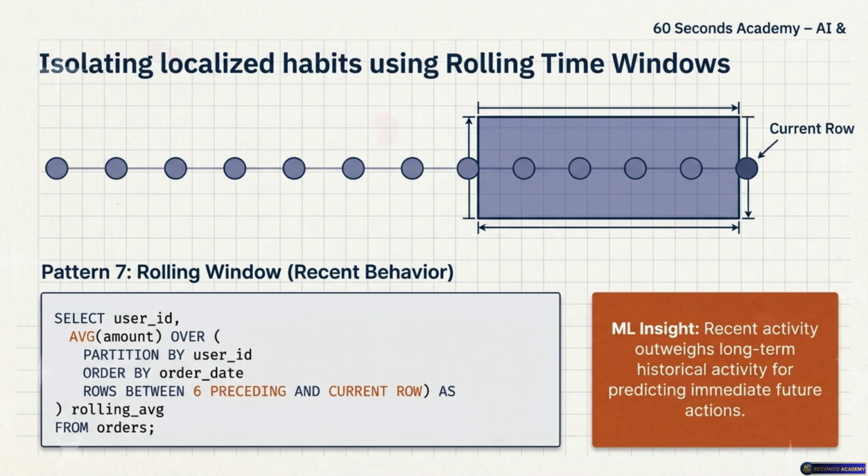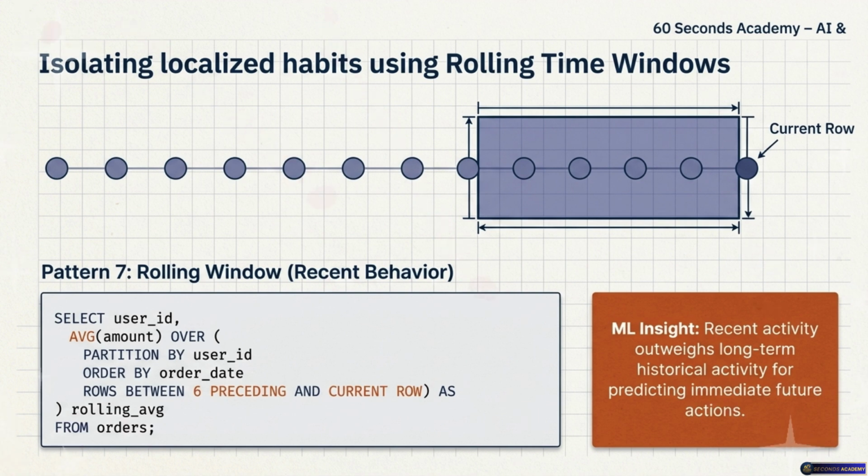It's a really common point of confusion. Let's separate them. Recency answers a strict timestamp question. When did they last act? The answer is a duration. 3 days ago. A rolling window answers a behavioral question. What is their average vibe over the last week? Duration versus vibe. Exactly.